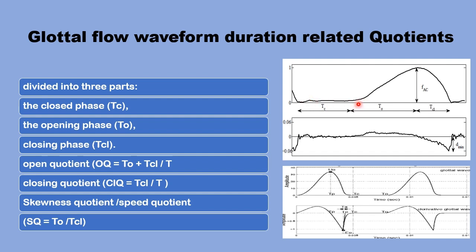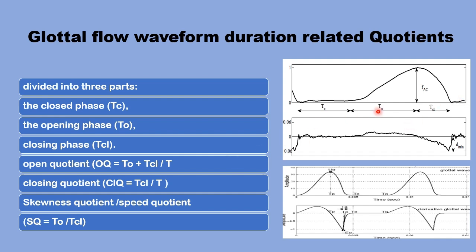closed phase, the opening phase, and the closing phase. Now, the open quotient is the sum of the opening phase and the closing phase divided by the total duration of the cycle. During the open quotient part, the glottis is open. It's opening here and it's closing here, but there is some flow during these two phases. The sum of these two divided by the total time for the cycle gives the open quotient.